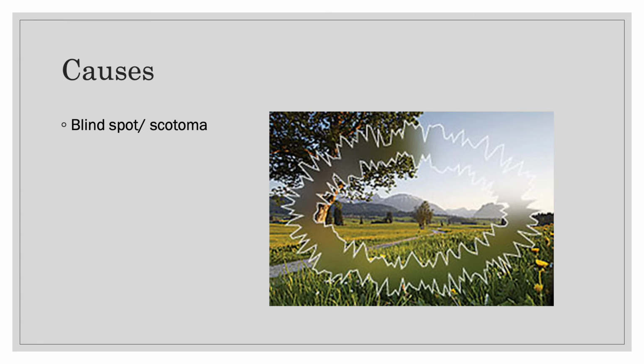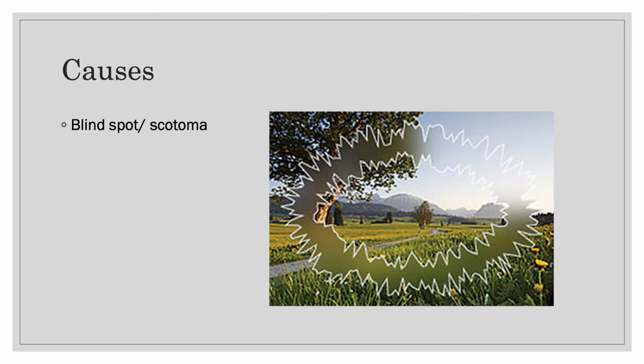So one of the causes is a blind spot or scotoma. A blind spot is what everyone has. So we all have blind spots, and when we have a blind spot, we're just going to fill in that area with what we think is best. And then a scotoma is essentially a blind spot that is due to an underlying disease like multiple sclerosis. But it's a little different than a blind spot.